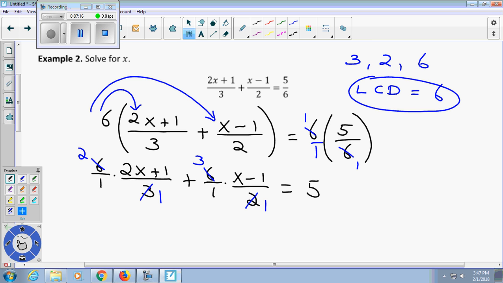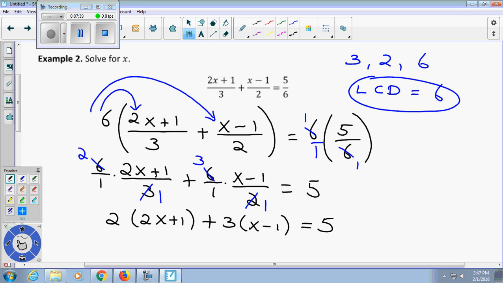So I'm just going to write this next step carefully. This first part really means 2, and that's multiplied to the whole thing, 2x plus 1. There's no denominators to write down. Same thing for the next piece. It's 3, and then you have x minus 1 left over. After here, it's just 5.